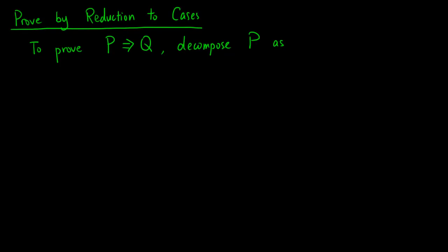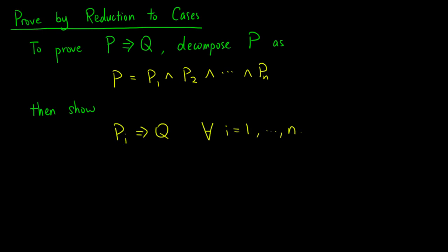When trying to prove the statement P implies Q, it can sometimes be hard, or even impossible, to prove it in full generality. It is very useful to break down P into a number of cases P1 up to Pn, where P is just P1 and P2 and all the way to Pn, because all of these cases must be true in order that P is true. Then, we try to prove that Pi implies Q for every i from 1 to n, which is very often easier than proving all cases at the same time.